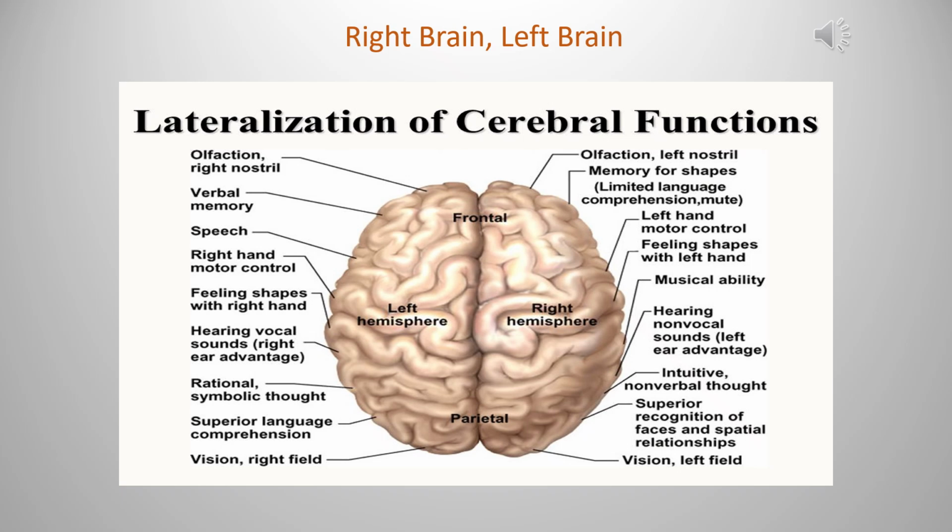On the other hand, the right brain being the representational hemisphere. Notice the things that are associated with the right brain: musical ability, intuitive and nonverbal thought, recognition of faces and spatial relationships. These are things that are representational, holistic, incorporating more than one factor into the equation, unlike the left brain, which is just the facts, ma'am. I don't want to know anything else, just the facts.